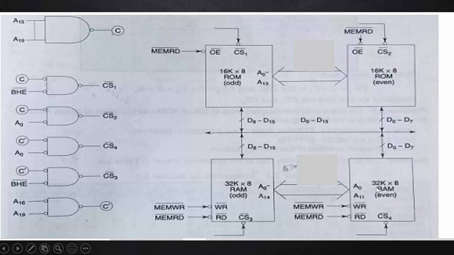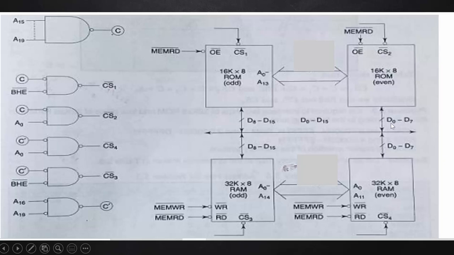An 8086 processor can access 16 bits of information from memory. This 16-bit information can be considered as 2 bytes, one lower byte and one higher byte. Lower bytes are always placed in the even bank and higher bytes are always present in the odd bank. This is one important point. Here also, in the case of RAM, one is the even and the other is the odd bank.